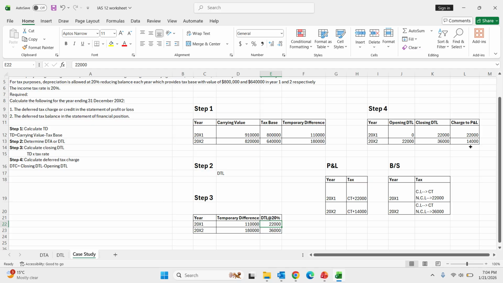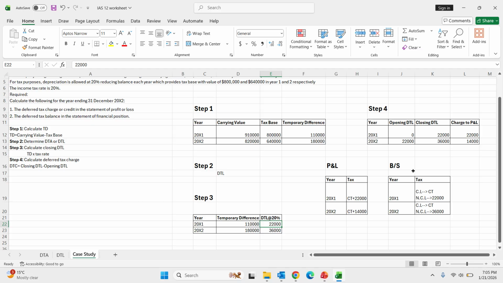So you see, now this 22,000 will be charged to profit and loss in the first year, and for the next year, since 22,000 has already been charged, we will take the difference and charge 14,000 in the next year. So for profit and loss in the first year, current tax plus the deferred tax amount of 22,000 will be charged as shown here. And for the second year, current tax plus 14,000 will be charged.